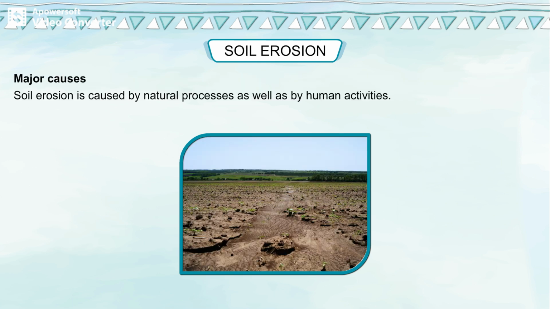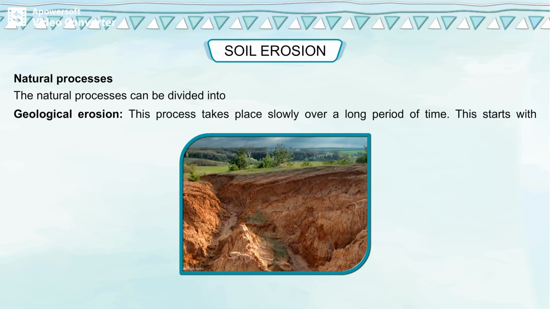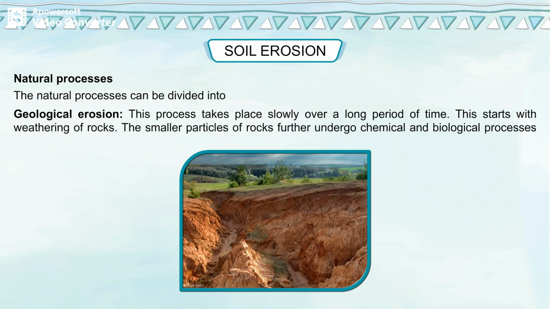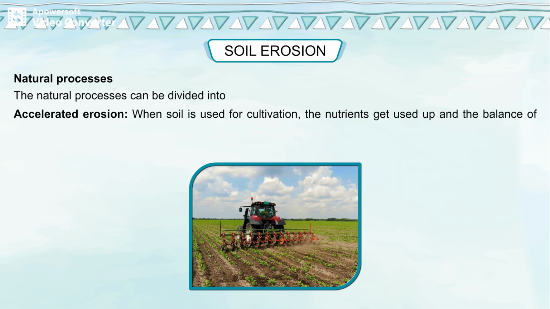Major causes. Soil erosion is caused by natural processes as well as by human activities. Natural processes. The natural processes can be divided into geological erosion. This process takes place slowly over a long period of time. This starts with weathering of rocks. The smaller particles of rocks further undergo chemical and biological processes to further disintegrate into simpler soil particles. This process creates soils of different profiles at different places.